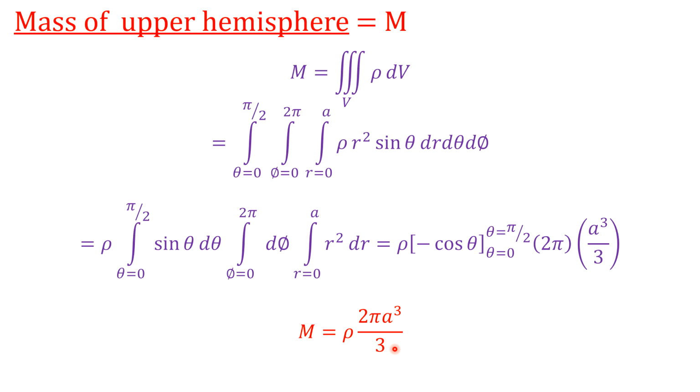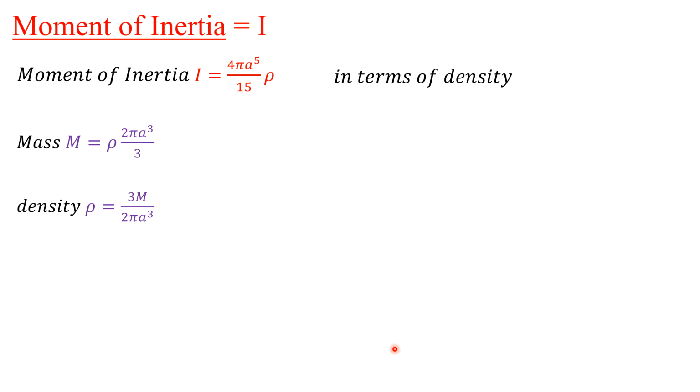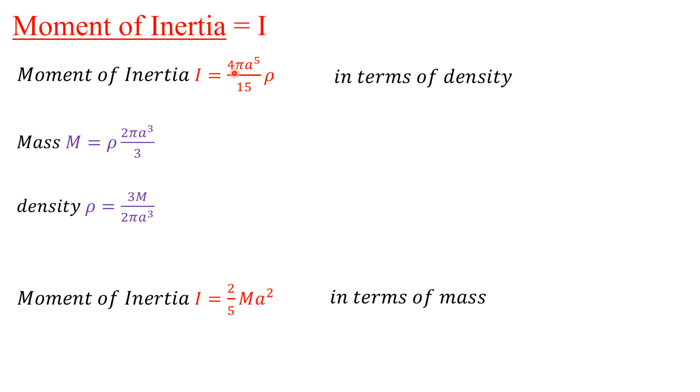Now we got mass. So here moment of inertia I is equal to 4 pi a raised to 5 upon 15 rho, which is in terms of density. We know that mass is equal to density times 2 pi a cube upon 3. Therefore density will be 3m upon 2 pi a cube. Now we have density in terms of mass, and we'll put this value of rho in the first equation, and we'll get moment of inertia I equal to 2 by 5 m a square, which is in terms of mass. So here we got moment of inertia in terms of density as well as in terms of mass.